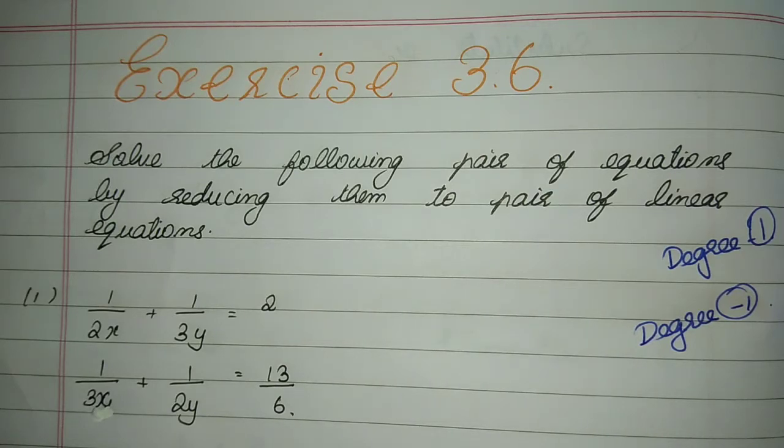In this exercise, once more let me repeat, a pair of equations will be given. We will be making some substitutions in order to make the given pair of equations into a pair of linear equations. That is, we will be changing the degree minus 1 to degree plus 1. We will not be using the same variable, we will be using some other variable in order to make it a pair of linear equations. So now let's move on to the questions.